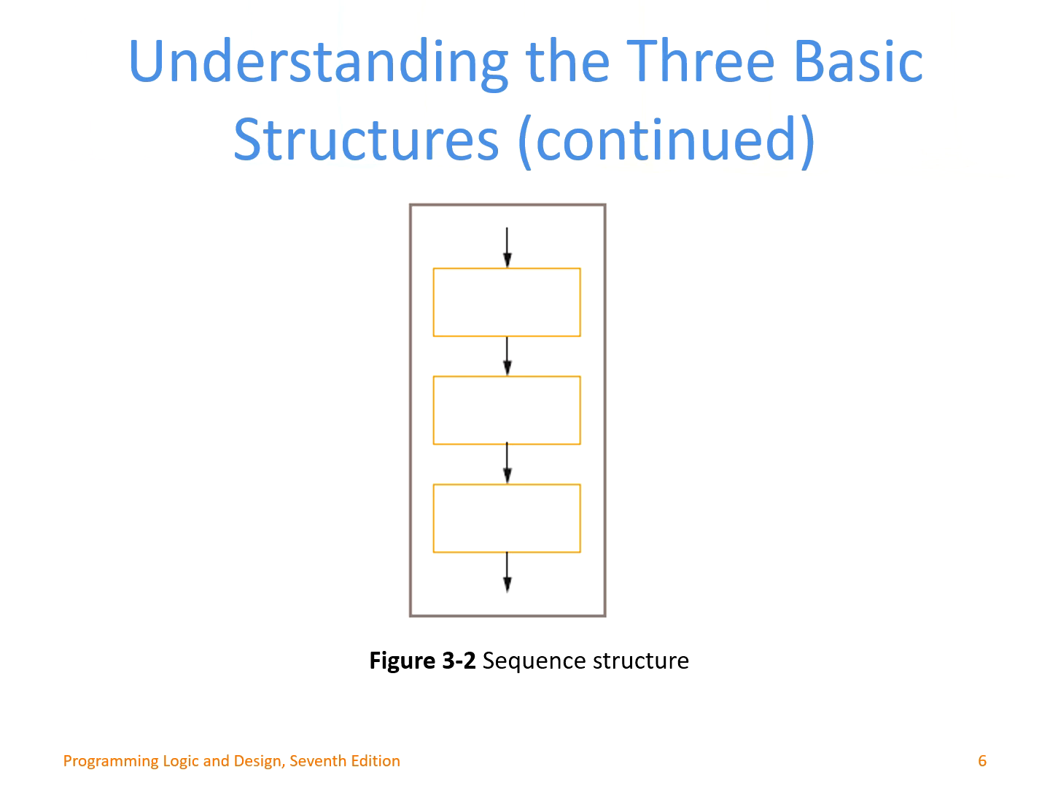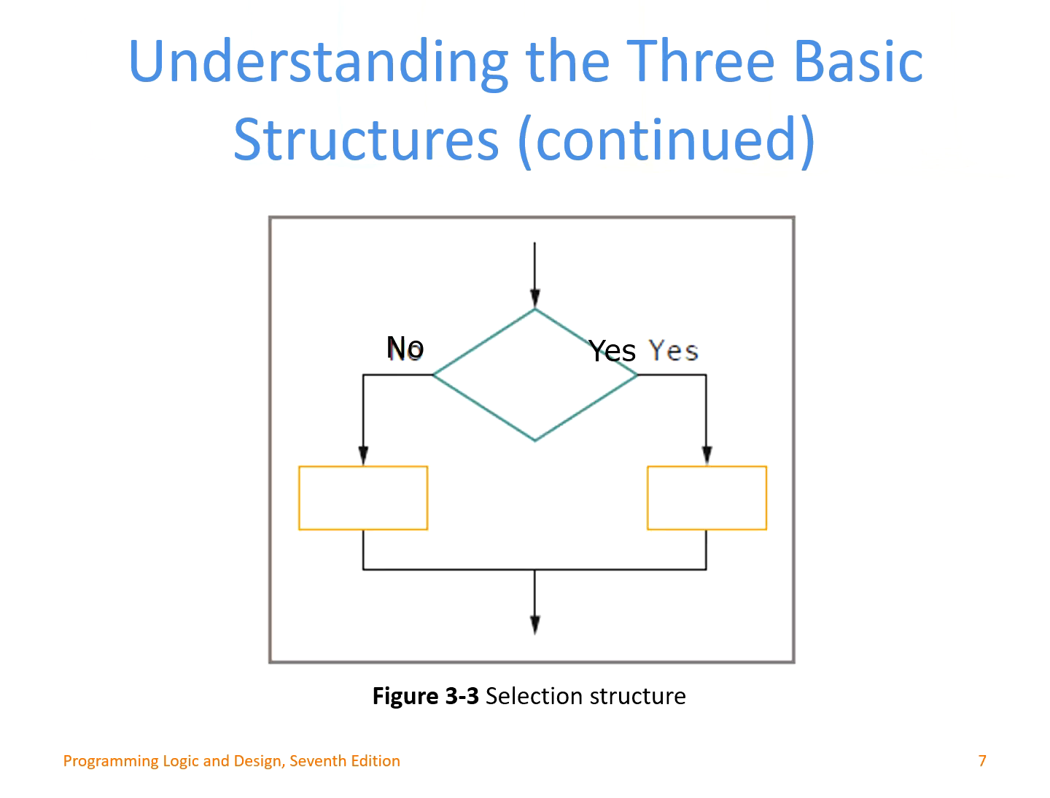Figure 3-2, sequence structure. So this is the visual representation for the sequence structure. Figure 3-3, this one is the visual representation for the selection structure. There are two selections or conditions, the yes and the no.